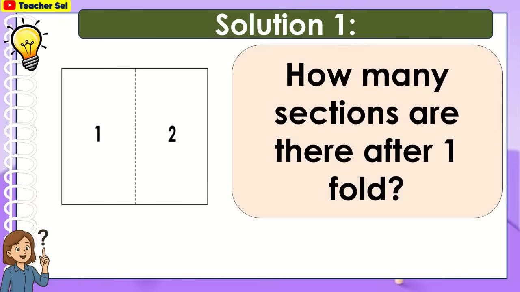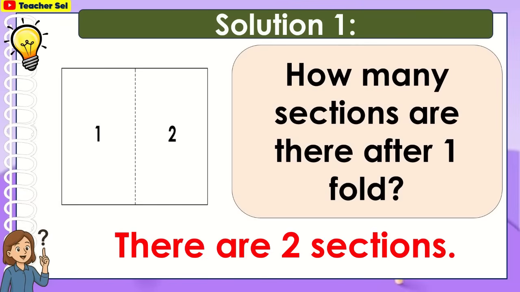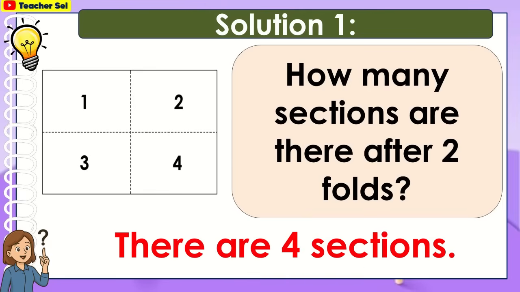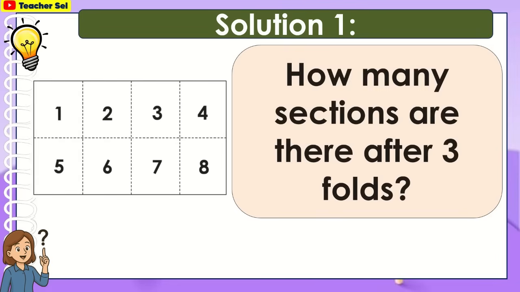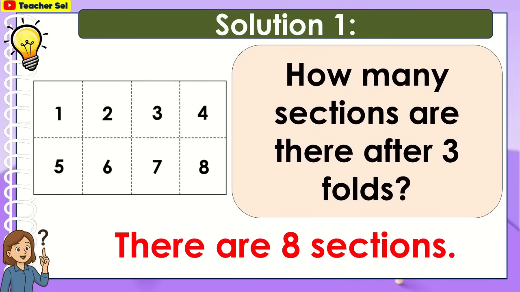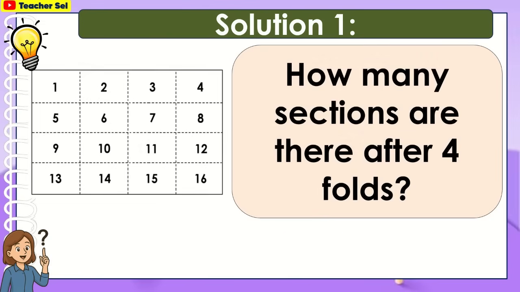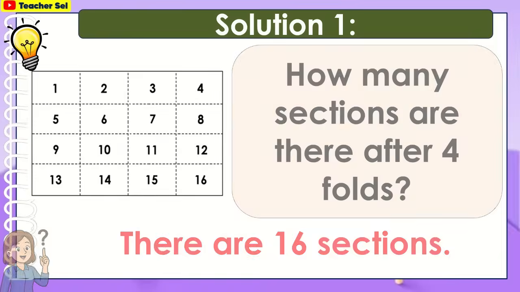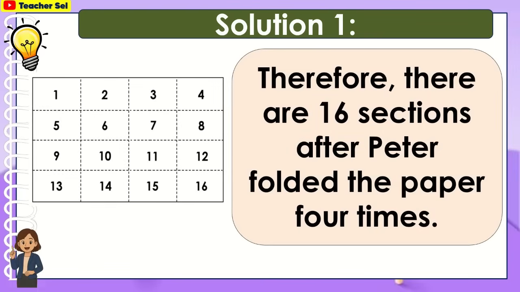How many sections are there after 1 fold? There are 2 sections. How many sections are there after 2 folds? There are 4 sections. How many sections are there after 3 folds? There are 8 sections. How many sections are there after 4 folds? There are 16 sections. Therefore, there are 16 sections after Peter folded the paper 4 times.